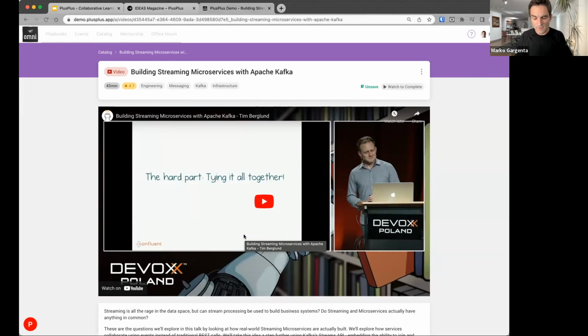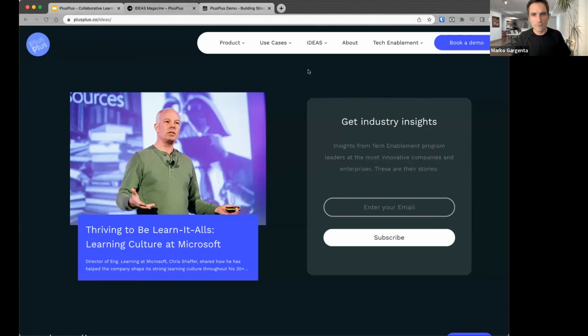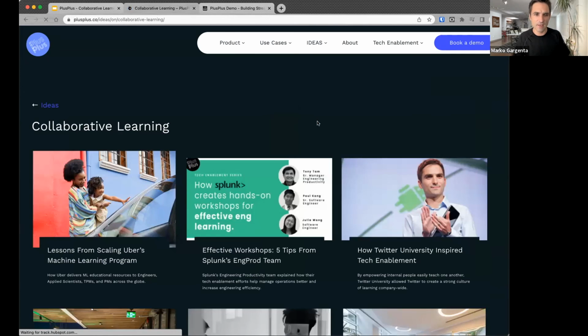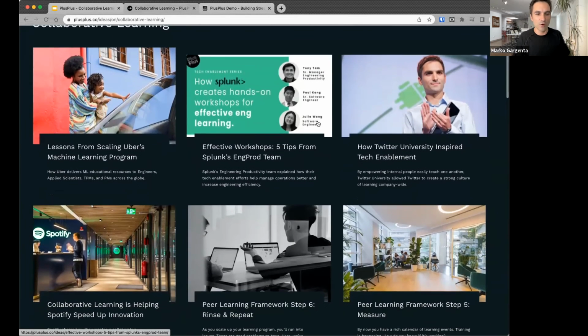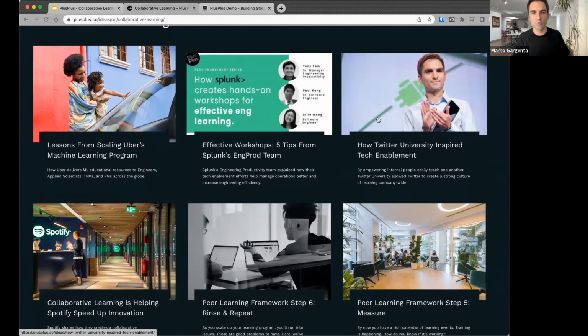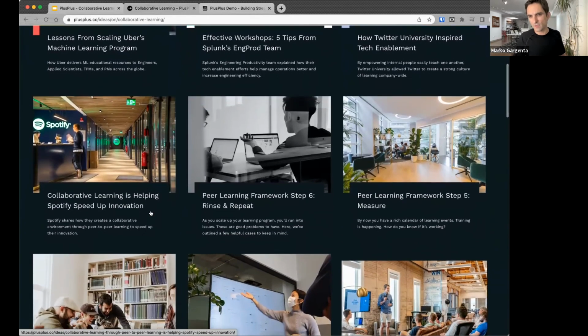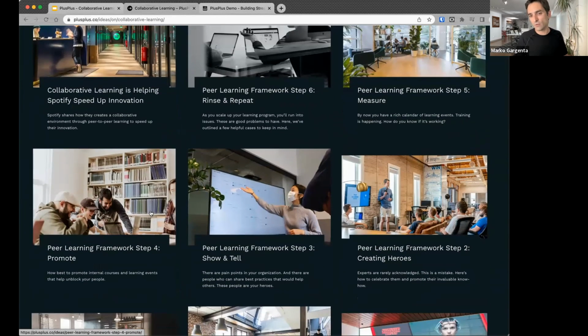One of the things that we've seen, I'll share a story from LinkedIn. And by the way, all these stories are also available, like I mentioned, in ideas. So if you go to collaborative learning, and this is going to be in the deck as well, there's a lot of stories from companies like Uber, Twitter, Splunk, Spotify, etc. They've all gone through something like this.